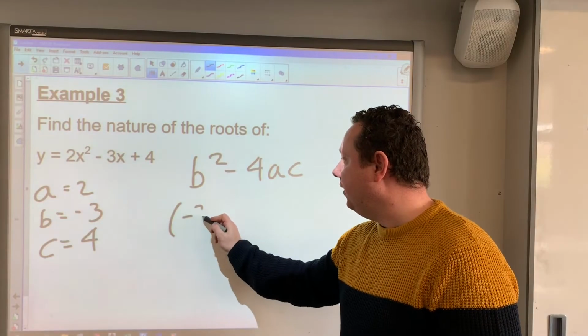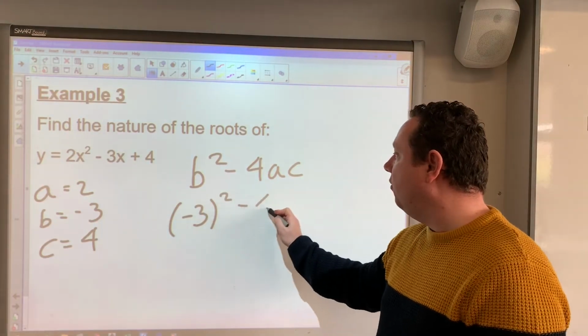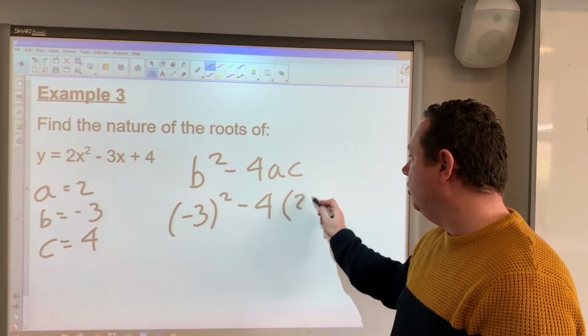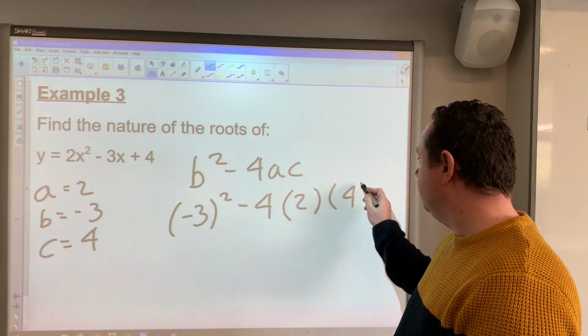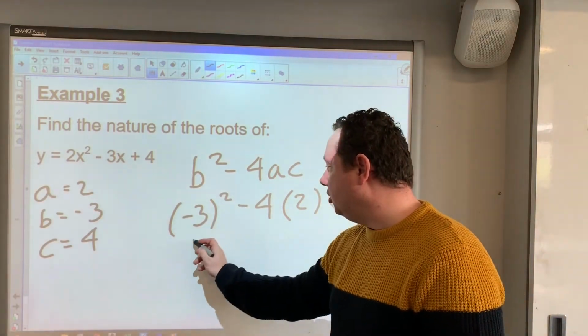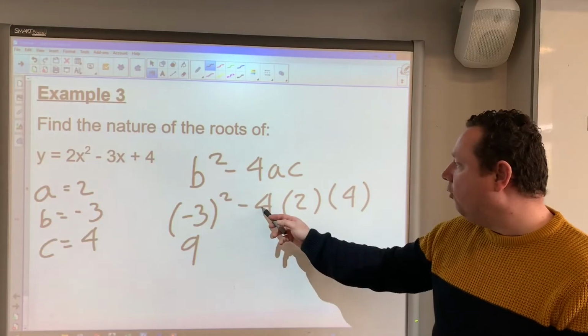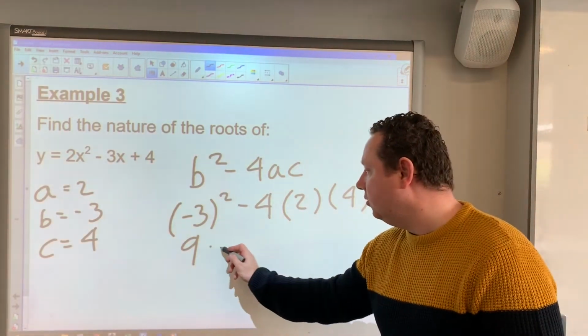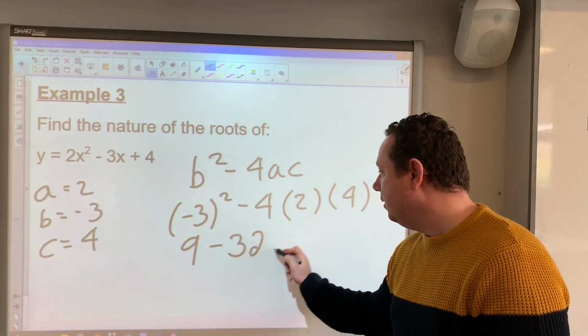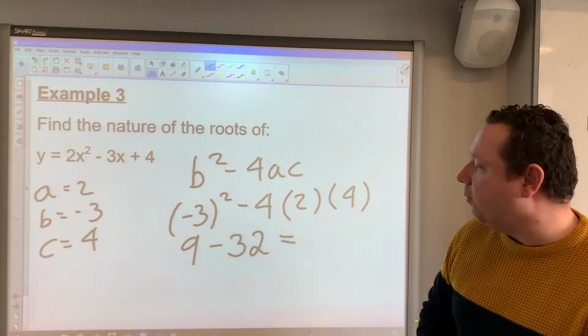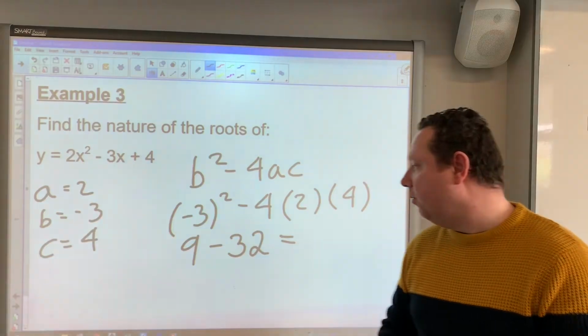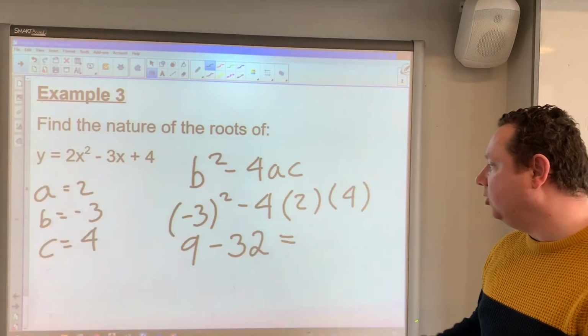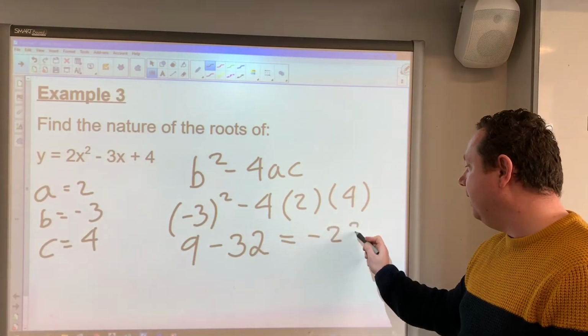So you've got minus 3 squared minus 4 times a is 2 and c is 4. Minus 3 squared is just the number 9. 4 times 2 is 8. 8 times 4 is 32, so 9 minus 32. We should really work it out. So obviously the answer is negative, but we'll work it out. 32 take away 9 is 23, so it's minus 23.